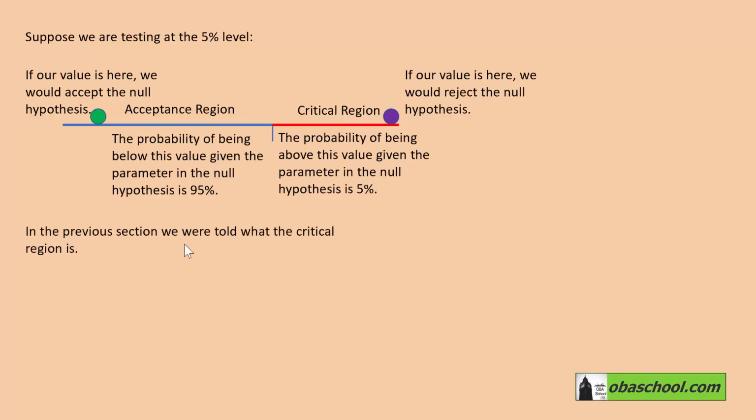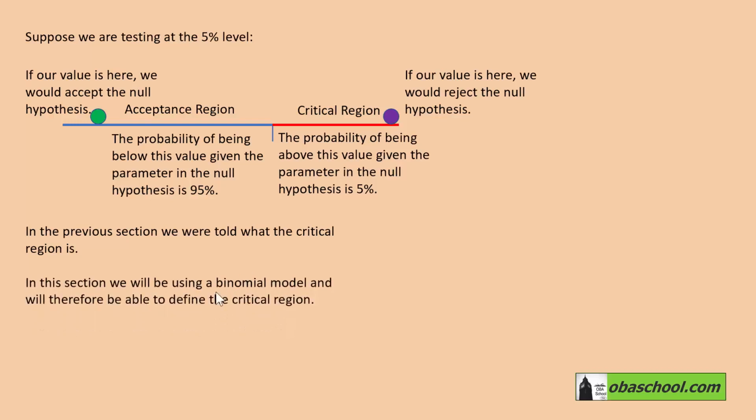In the previous section, we were told what the critical region is for a particular problem. The difference is, in this section, we're going to be using a binomial model and will therefore be able to define the critical region ourselves.